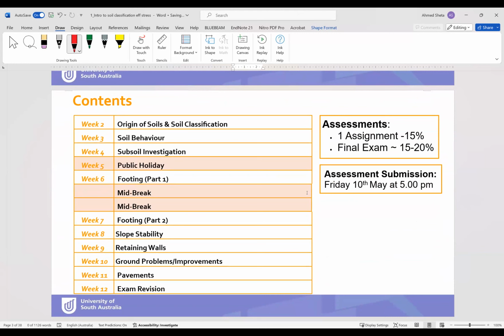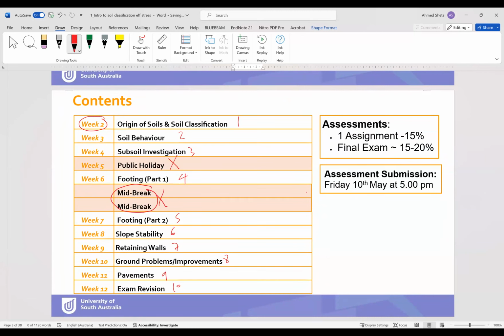So we have again 10 weeks of lectures. We are off in week 5 and we start from week 2. So we don't have a lecture in week 5 because it is a public holiday. So we have 9 lectures, and in the middle a 2-week break with no lecture. So we have these topics.